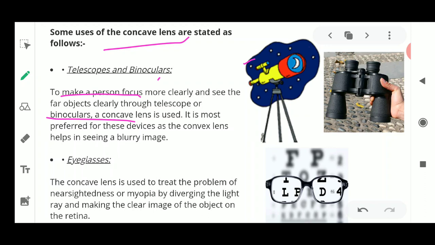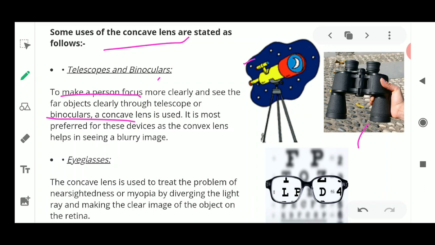You are using 2 eyes to see the far off object very close to you. That is why we are using these concave lenses here in these binoculars, so that the preferred images can be obtained, which helps in seeing the blurry image. We can observe using these binoculars where the object is at some far distance, and we can easily look through them and obtain the image.